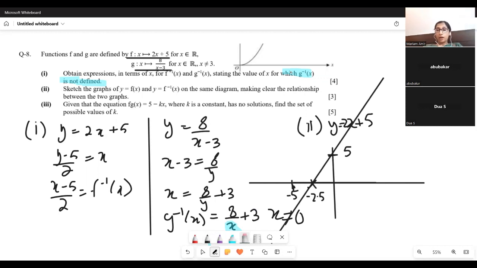Okay. Now we sketch the graph for f inverse of x. So I'm going to draw a line y equals x. This 5 will reflect here at 5. And this minus 2.5 will reflect here at minus 2.5. So we get a curve like this.